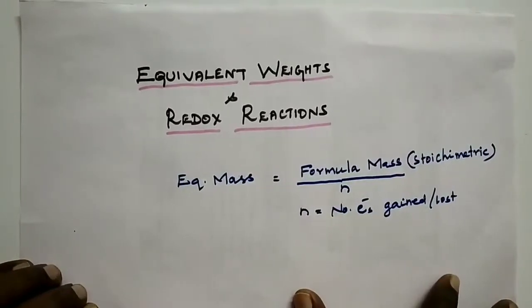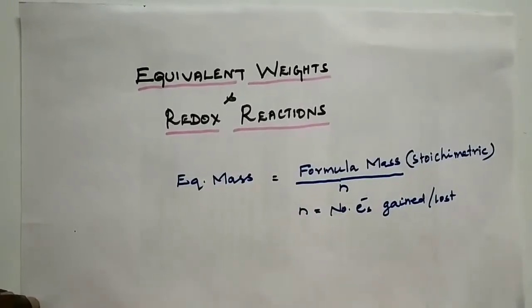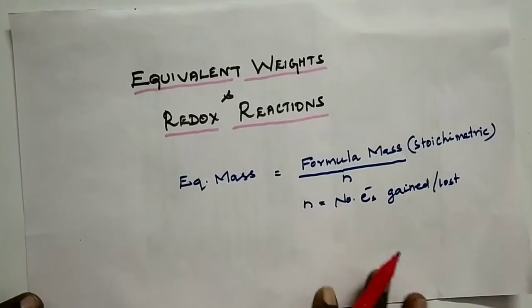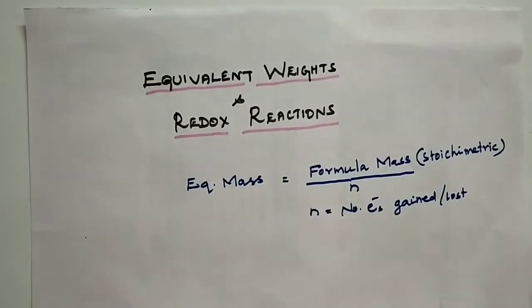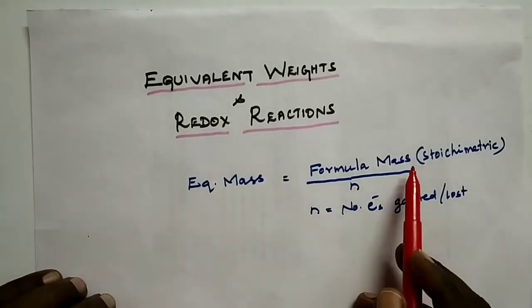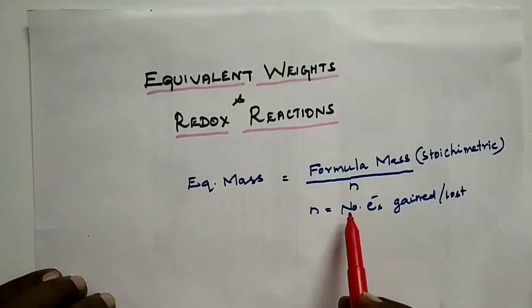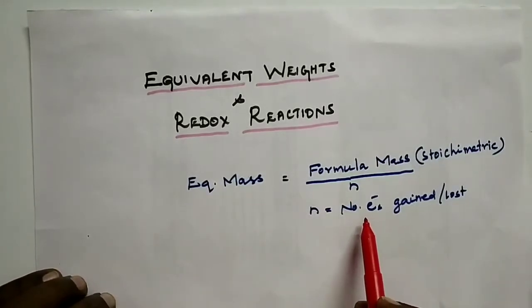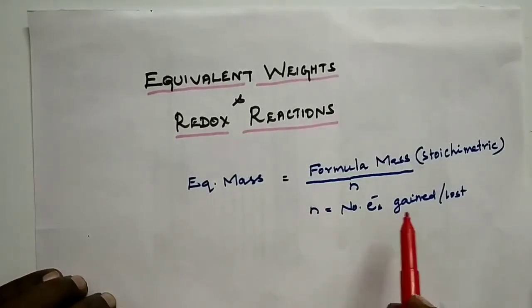Hello students, in this video we are going to study how to calculate the equivalent masses of oxidants and reductants in the oxidation reaction. This can be calculated by taking the formula mass divided by N. N represents the number of electrons gained or lost by that oxidant or reductant.